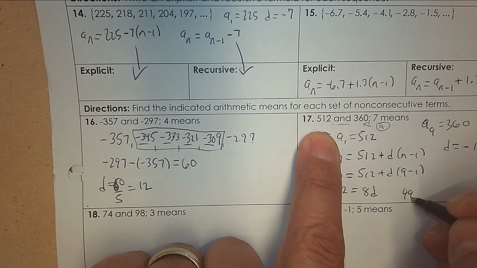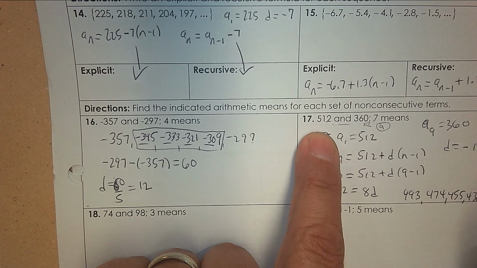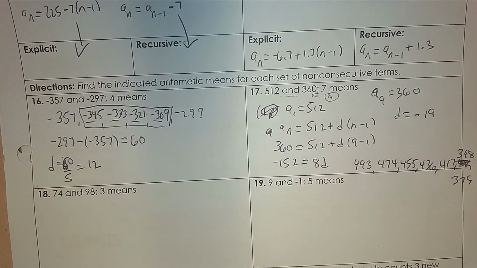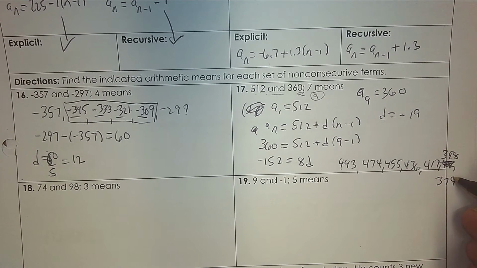So from 512, so 493, 474, 455, I got a bunch of these. Subtract 19, 436, 417, 398, right? And then the last one is 379.